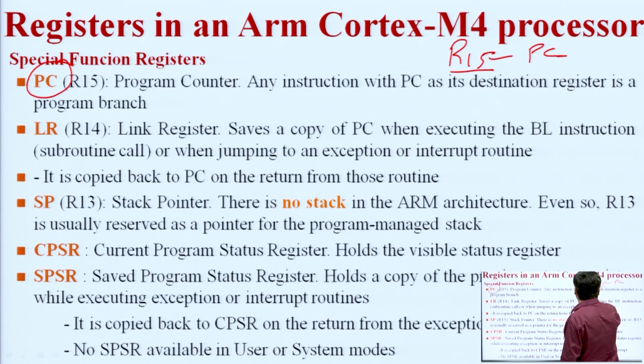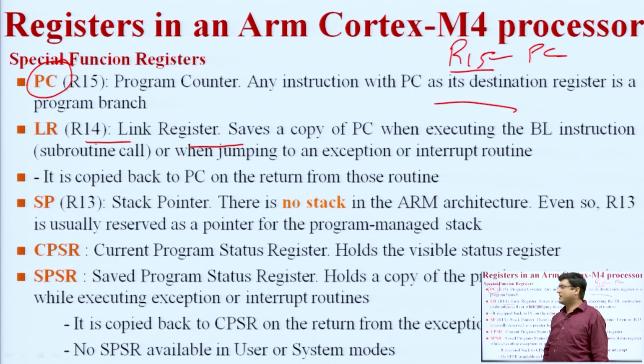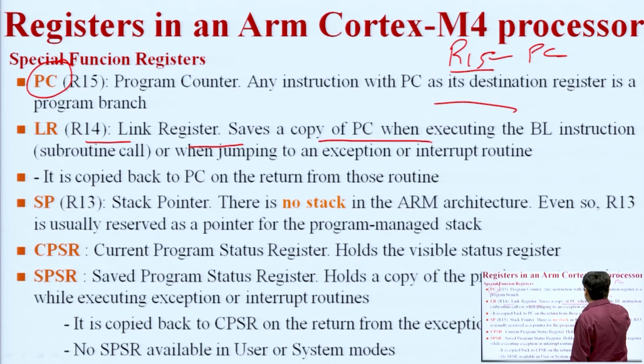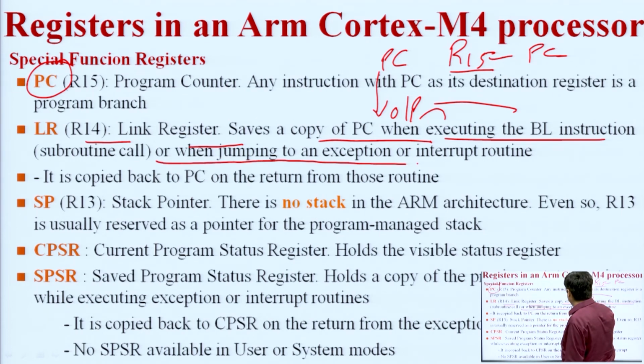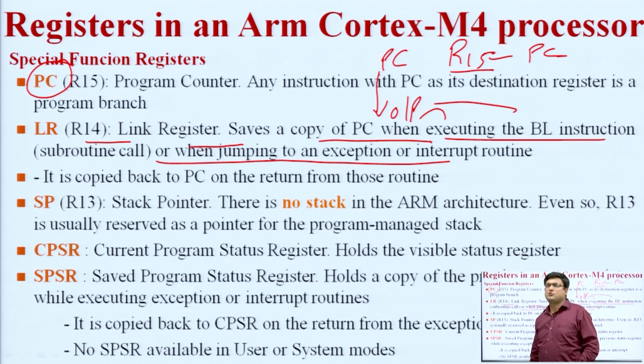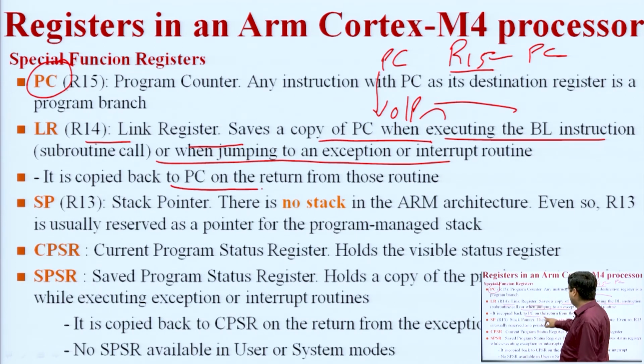After that, the link register. LR means link register, and it stores the return address. The return address is stored by the link register. So it saves a copy of PC. After the program counter instruction, there is some output value, and this is the return address, which is stored by the link register, for example when executing the BL instruction, a subroutine call, etc. So basically the LR register is used to store the return value of the program counter. It is copied back to the PC after the subroutine has been executed.